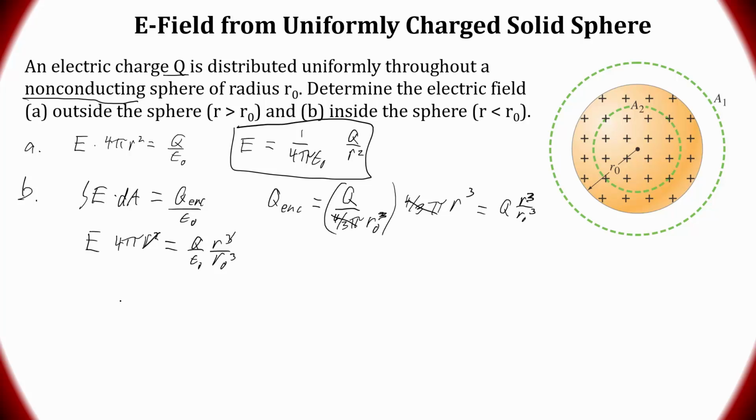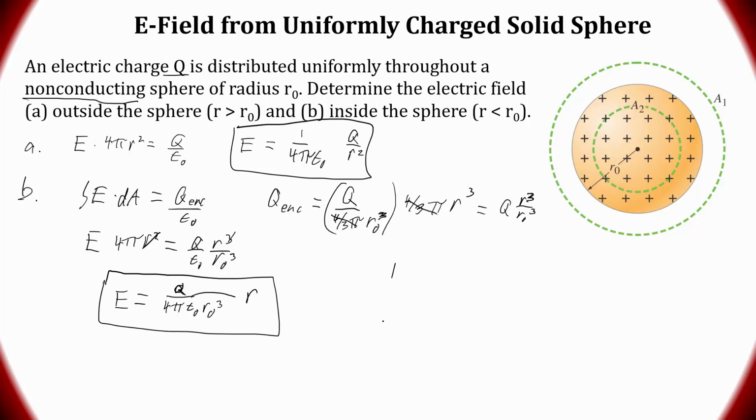If we solve this for E, we get the electric field inside is, let me make sure I get this right, Q over 4 pi epsilon naught. I'm going to throw the r naught cubed on here because that's constant. It's an ugly Q up there. But all of that times r. So there's the electric field inside the sphere.